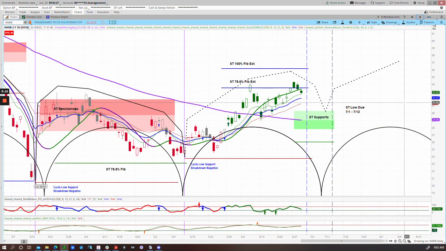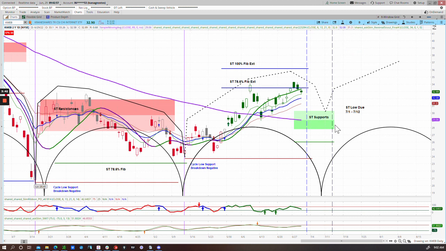So this is the daily chart of KWEB, and taking a look at this, we have two momentum indicators here. We have the reversal scout again, as well as the slim ribbon, which colors the candles green, gray, or red, depending on the momentum conditions. Now, this current daily cycle is due to end between July 1st and July 12th. That period of time is represented by these blue vertical dashed lines.